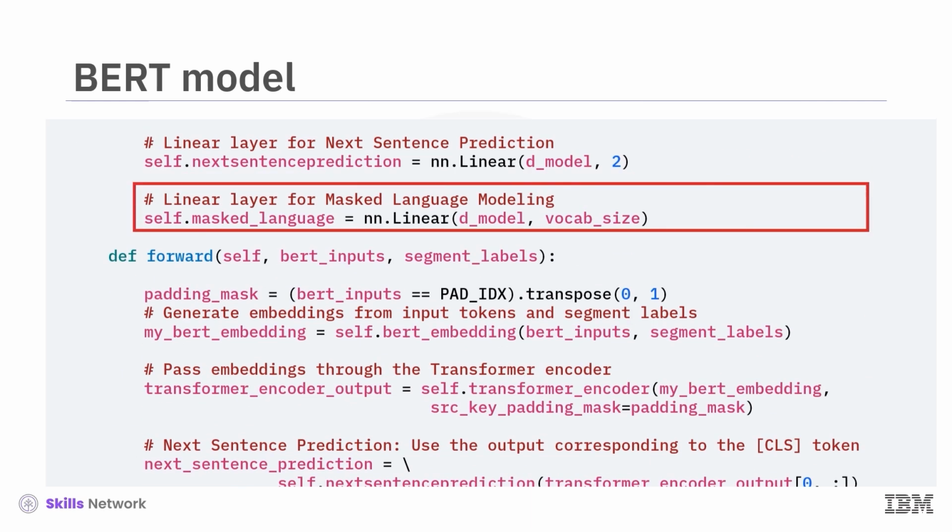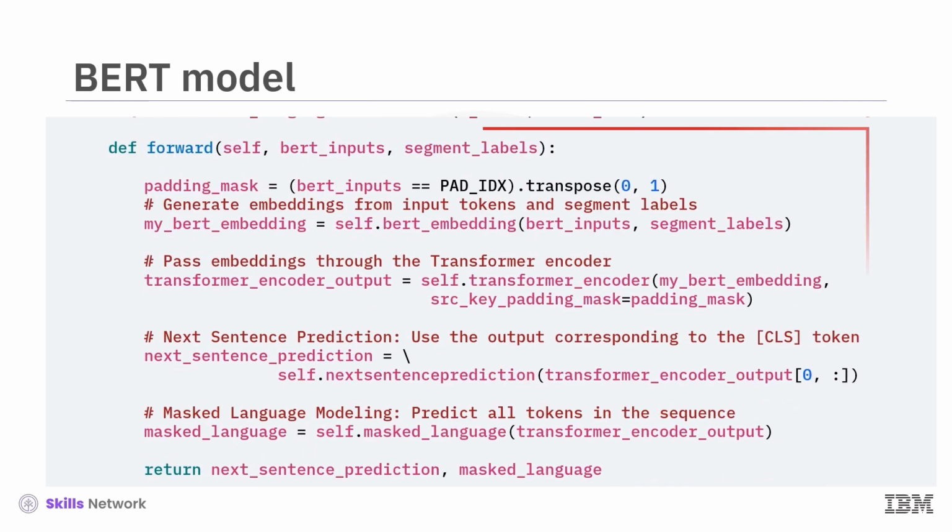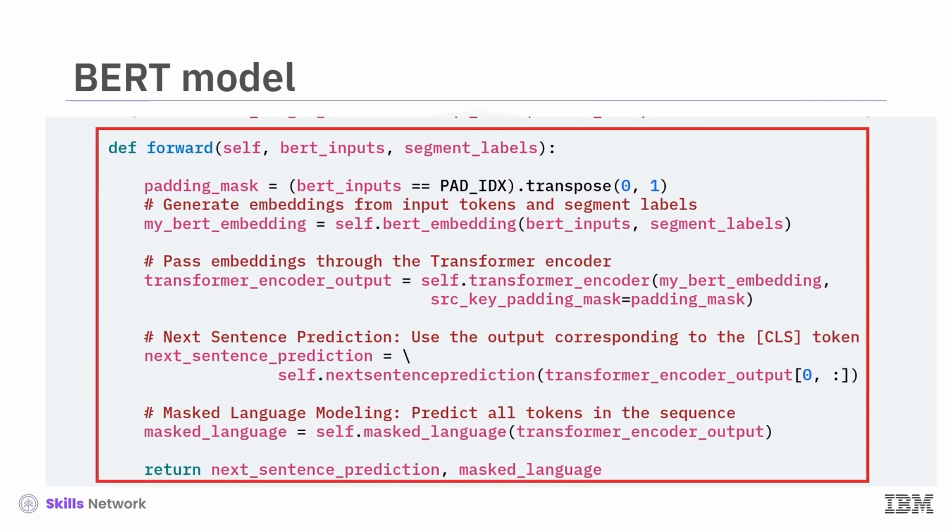Similarly, a linear layer for masked language modeling, or MLM, predicts the masked tokens in the input sequence. It takes the output from the transformer encoder and produces predictions across the vocabulary. The expected shape of the output is sequence length, batch size, vocab size. The forward method defines the forward pass of the BERT model. It takes BERT inputs, the input tokens, and segment labels as inputs and returns the predictions for NSP and MLM.